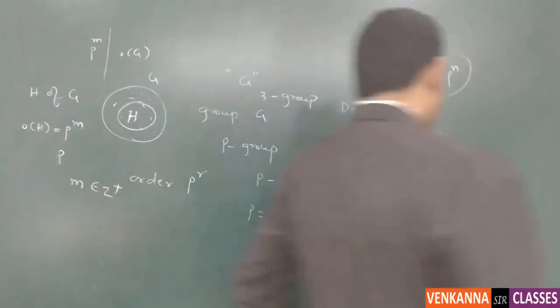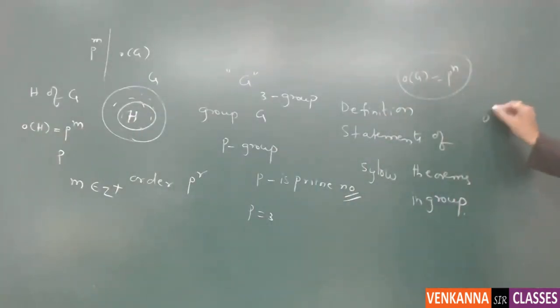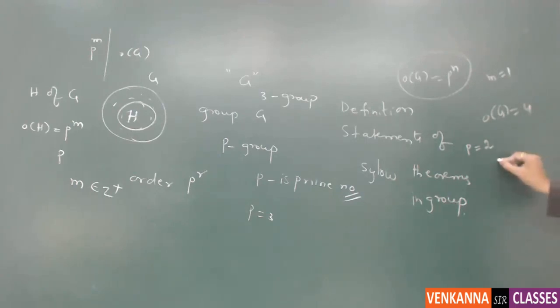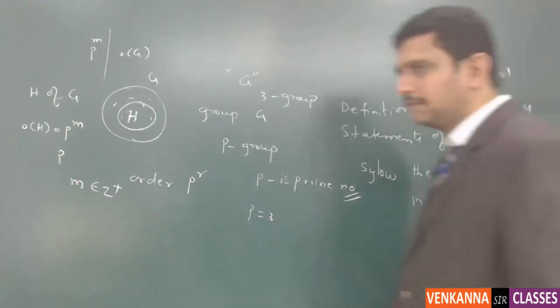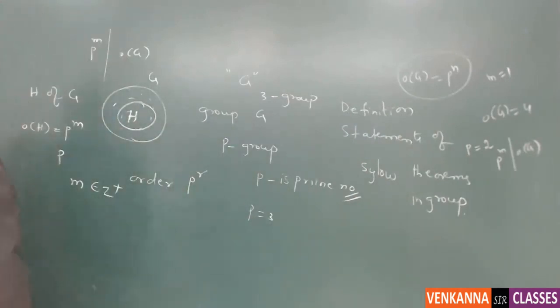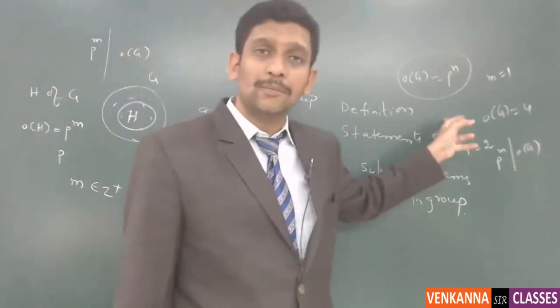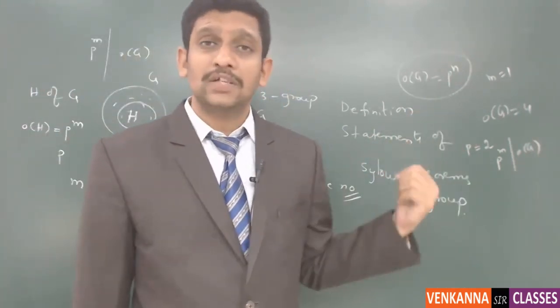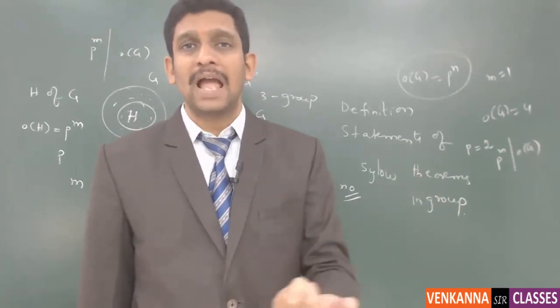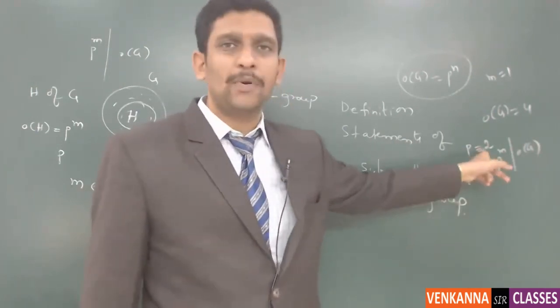For a simple understanding, let me say the order of G is equal to 4. You take the prime number P equal to 2. If you fix M equal to 1, then P power M divides the order of G. Agree? Yes or no? So we can say that for this group, you can find a subgroup having two elements, because P power M is nothing but 2 here.